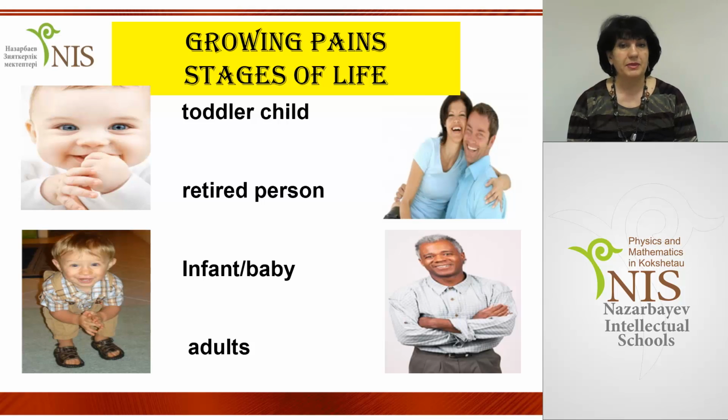So look at these pictures. There are some pictures related to the different growing stages of our life. So it is toddler, child, retired person, infant baby and adults. So your task is to identify the name for each image.